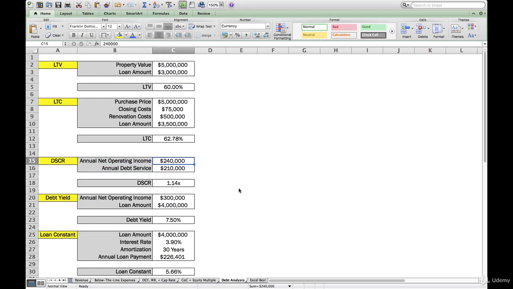So it's really a measure of risk for the lender, and this is oftentimes used as more of a hard and fast rule than you'll see the loan to cost or the loan to value being used, because this is really based on the income of the property, and that really affects if the lender gets paid or not.